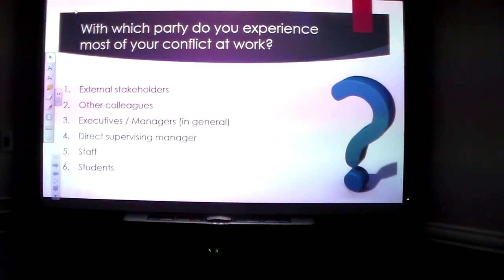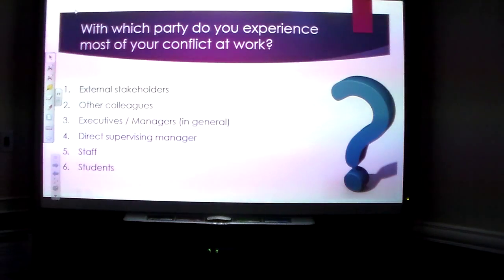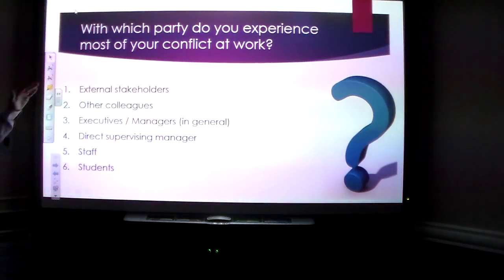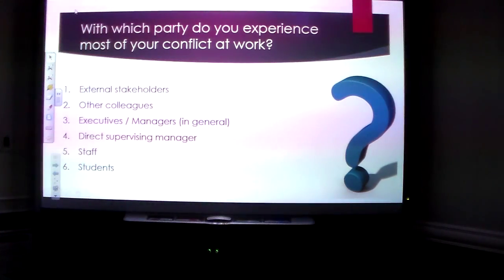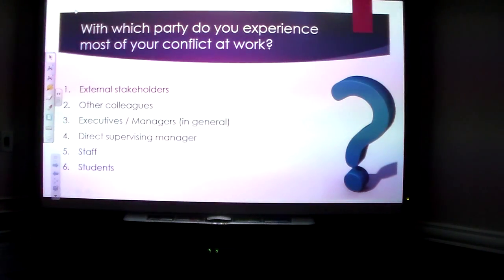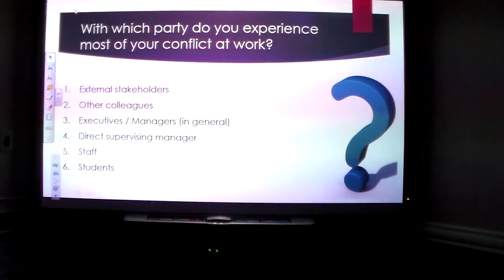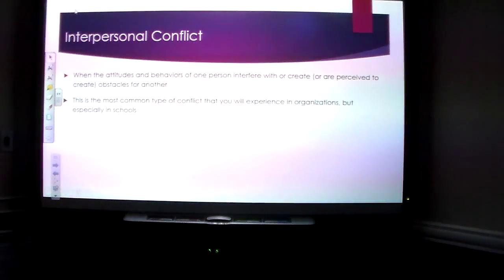So which party do you experience most of your conflict with in work? And this is really telling in a school district. If it's executives and managers or your direct supervising manager, then that's a leadership issue. But if it's external stakeholders, you know that can be a major problem as well. Your colleagues should be on the same team as you. The staff, meaning the regular staff, the custodial staff, transportation staff, that would bother me too. And if it's students, then it could be a management issue.